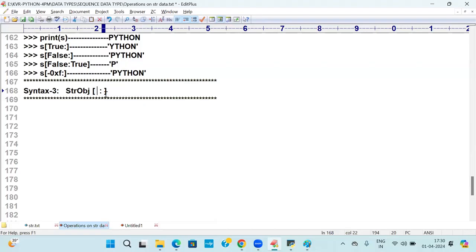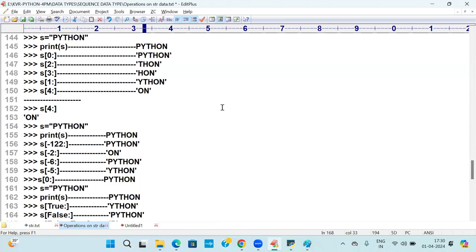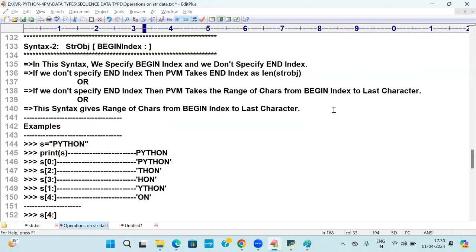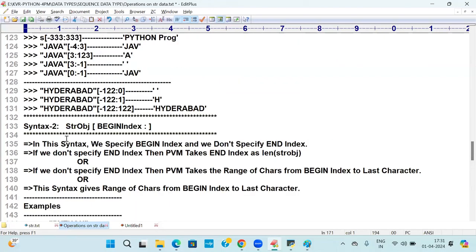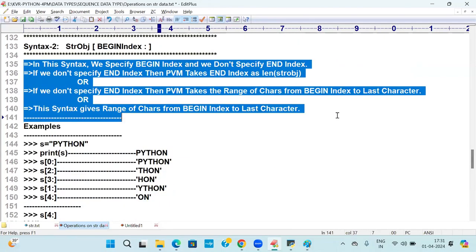Begin index I don't specify. Which one I specify? End index I will specify. End index I specified. Dead easy. When I don't specify the begin index, which character is taken? Starting character. What is the starting character? P. Maybe at the positive 0 side, maybe minus 6 negative side. First character. So I'm going to write it. Let me copy this.